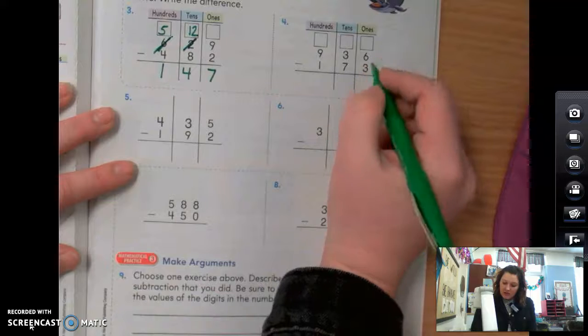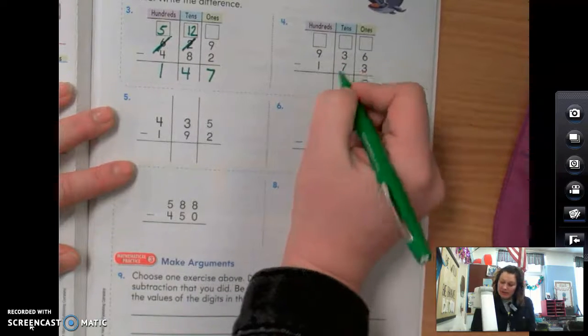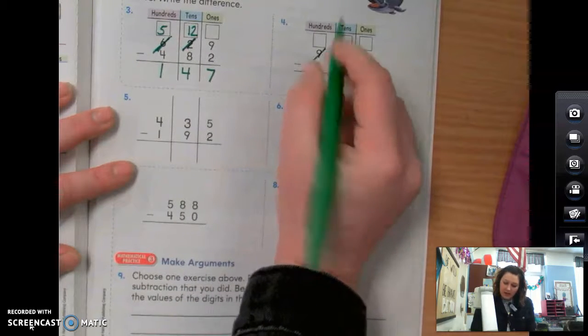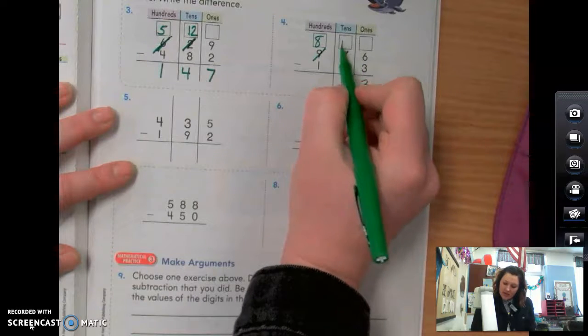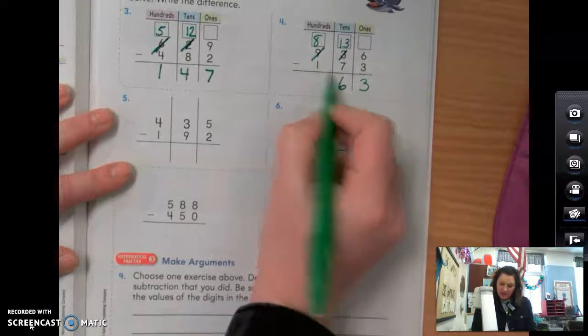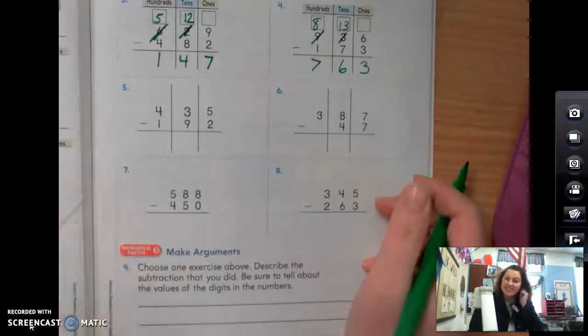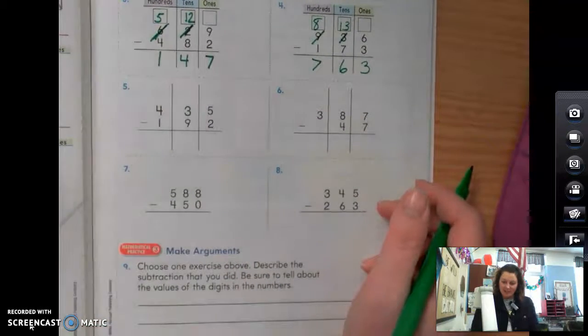936 minus 173. 6 minus 3, I can do it, is 3. 3 minus 7, I can't do it. Cross out. 8 and 13. 13 minus 7, what'd you get? 6. Good. 8 minus 1 is 7. 763. Did you? Yes. Nice job.